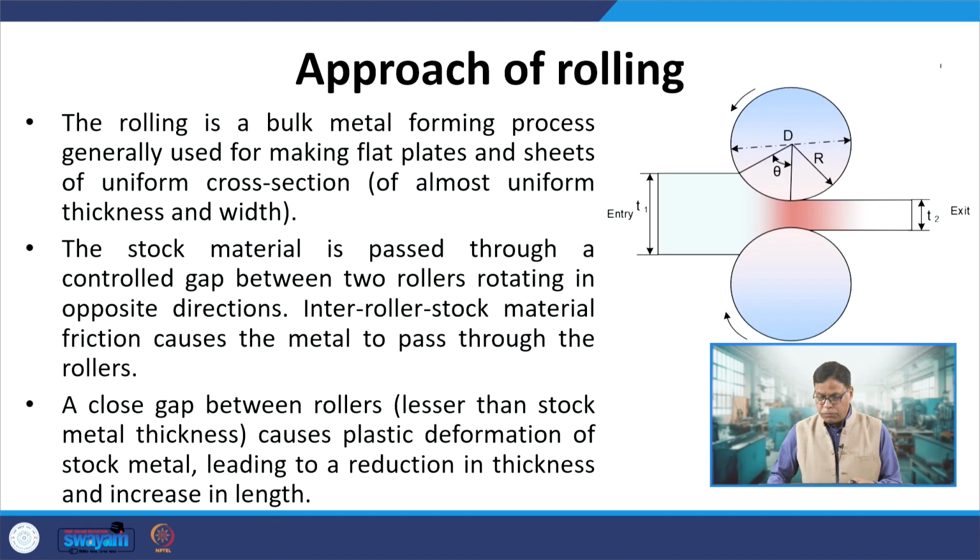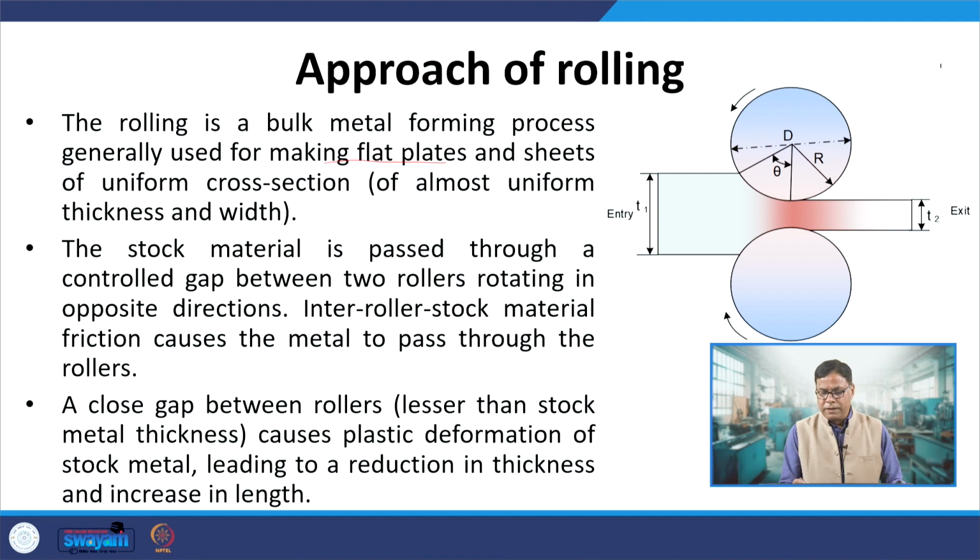So, as far as the approach of rolling is concerned, as I said, this is a bulk metal forming process where significant plastic deformation is involved, and it is primarily used for making plates and sheets. These are used for making plates or sheets of uniform cross section, where the thickness and the width remain constant.